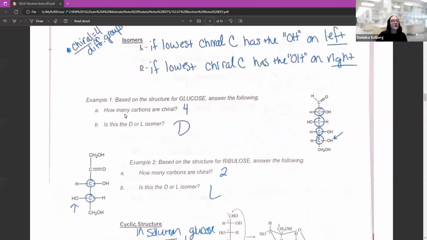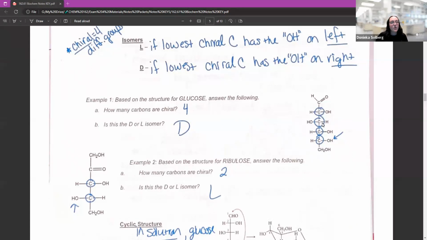So first of all, I'm asking how many carbons are chiral, and this is a glucose molecule, C6H12O6, right? So I have 1, 2, 3, 4, 5, 6 carbons total. So this is a hexose. I didn't ask that, but this is a hexose. There are 4 chiral carbons, meaning 4 different groups. So each of these carbons here has 4 different groups on it. This one here is not chiral because it's got 2 hydrogens, and this one is not chiral because it has a double bonded oxygen and it only has 3 groups on it total.